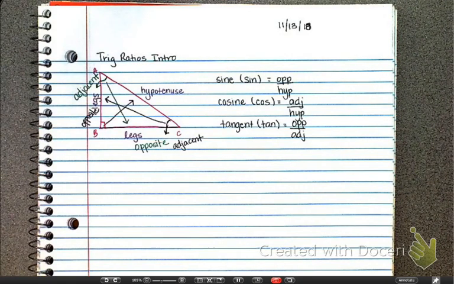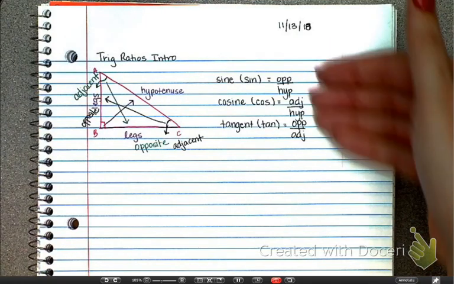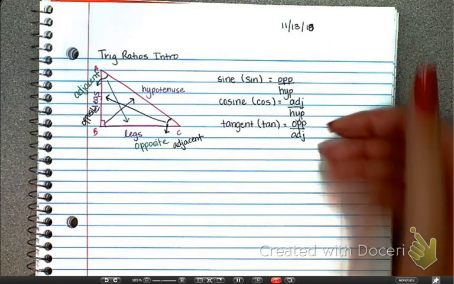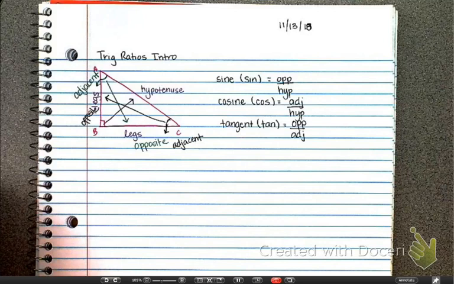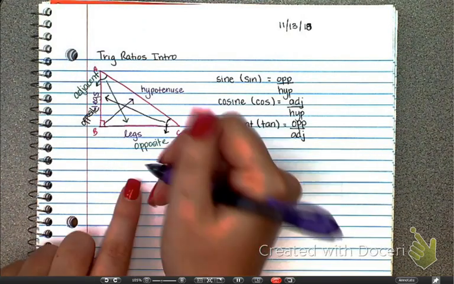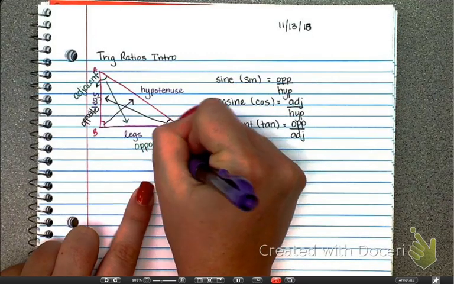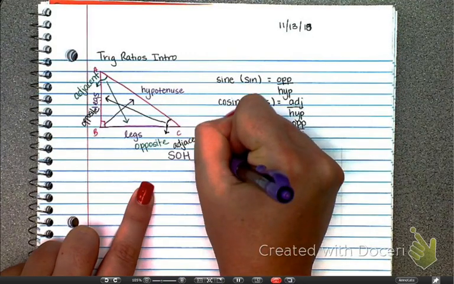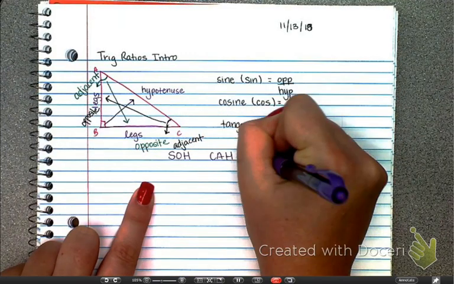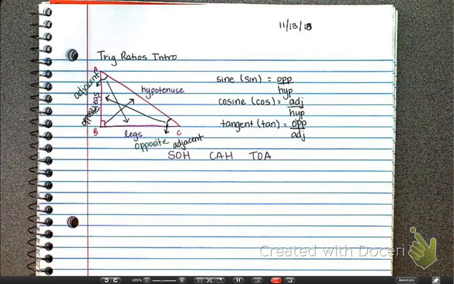So you're going to have to memorize basically these fractions and which one goes where. But I'm going to give you a really cool acronym that will help you tremendously in this unit. If you can remember the acronym, you can remember the ratios. So the acronym is SOHCAHTOA.